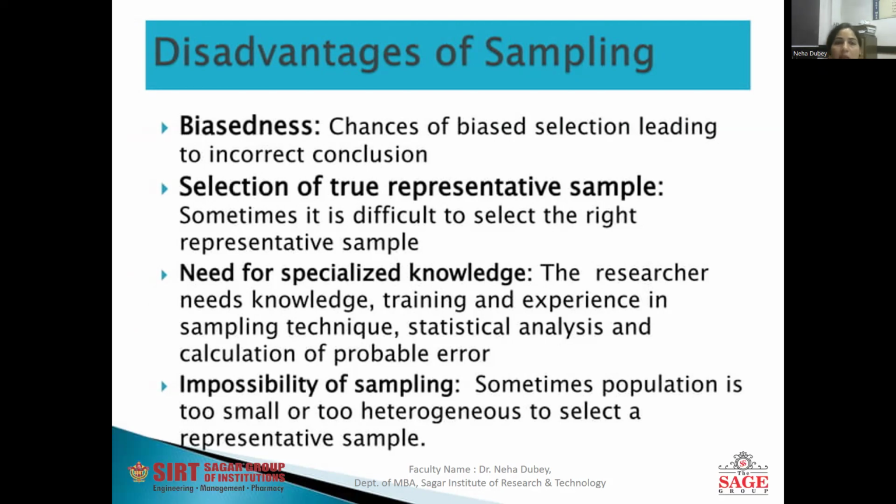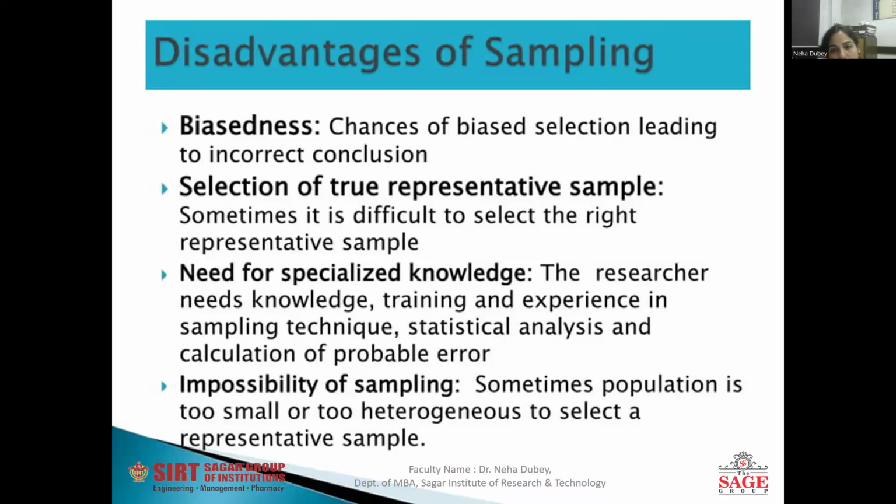Disadvantages of sampling. Biasedness: chances of biased selection leading to incorrect conclusions. How is it possible? If I want to take the example of student perception towards offline classes or online classes, and I take the sample from all of the institute's students, it will give reliable or relatable answers. But if I take certain students whom I am comfortable with, they may give results in my favor, but it may be biased.